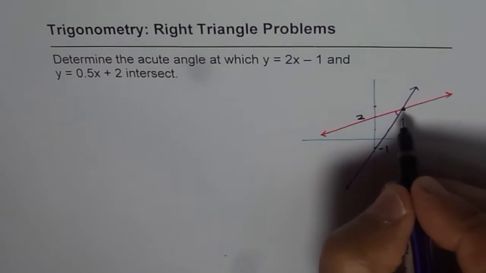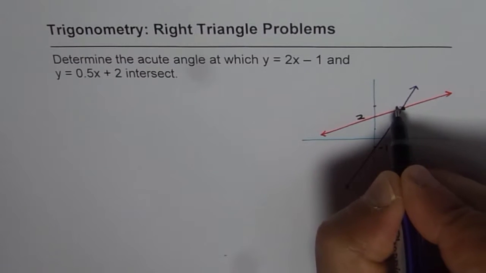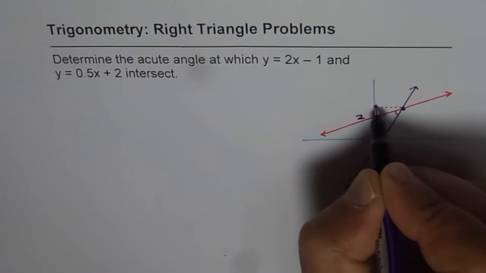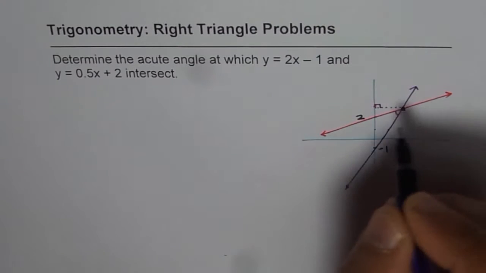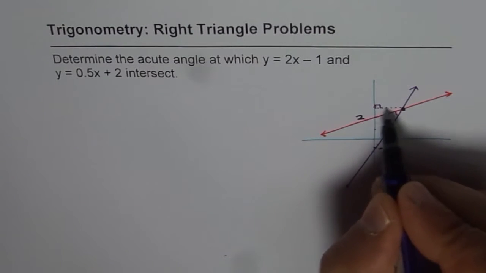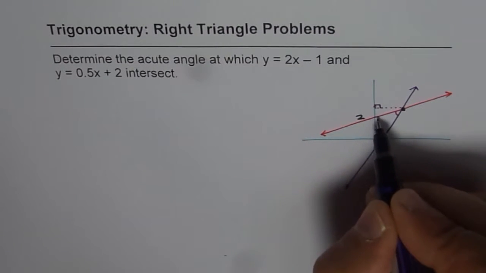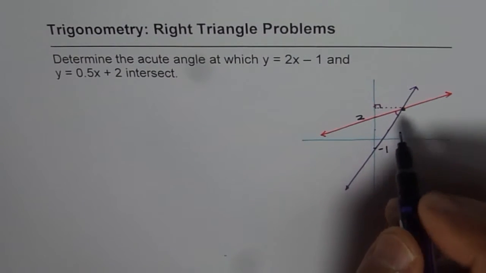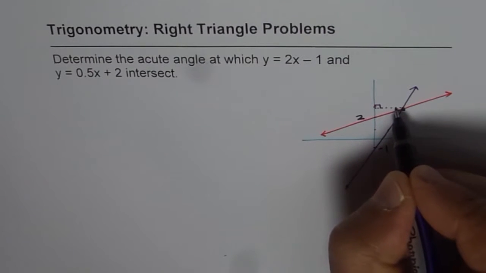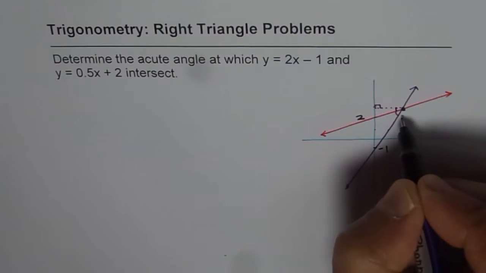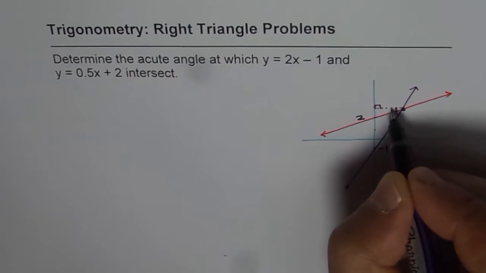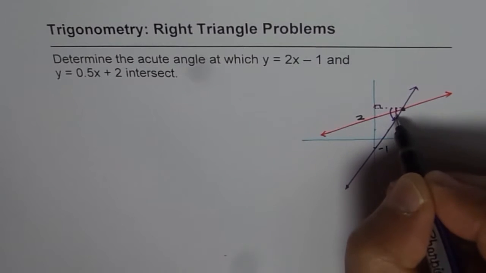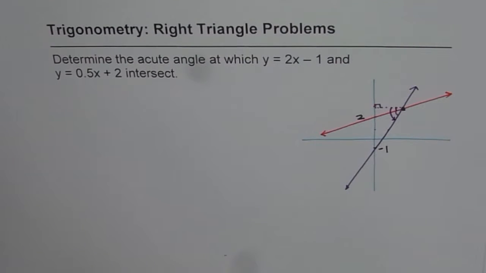Knowing this point, we can drop a perpendicular here. If I do a perpendicular, in that case we make two triangles in which we know the height of the triangle and the edges inside. Using tangent ratios, we can find the small angle, and then we have this big triangle, so we can also find the big angle. The difference of these two angles should give us the required angle. So that is a strategy which can be used.